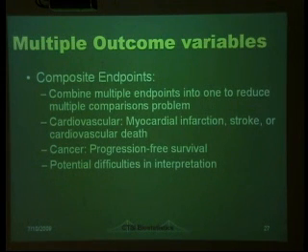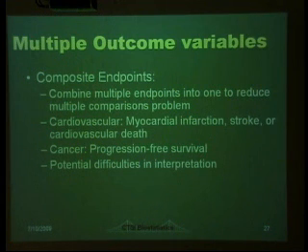Some examples of that: in the cardiovascular setting, the events that you might be interested in studying between the 2 drugs would be myocardial infarction, stroke, and cardiovascular death. So you can combine those outcomes into one outcome and save yourself the hassle of dealing with multiple comparisons. In the cancer setting, you might be interested in progression of the disease or in death. So you can combine those into progression-free survival. So it saves you on the multiple testing issue.